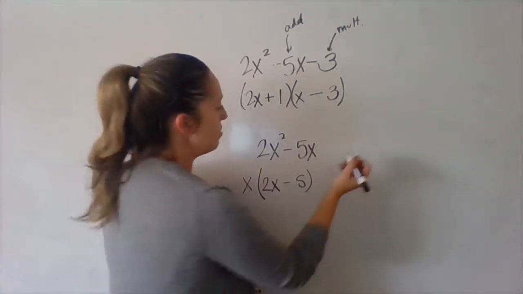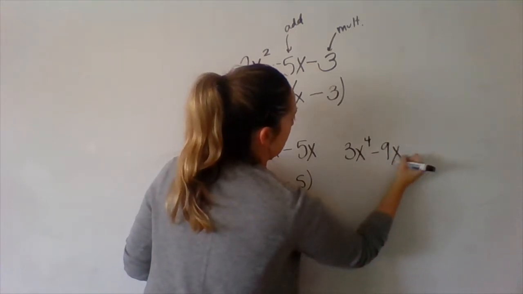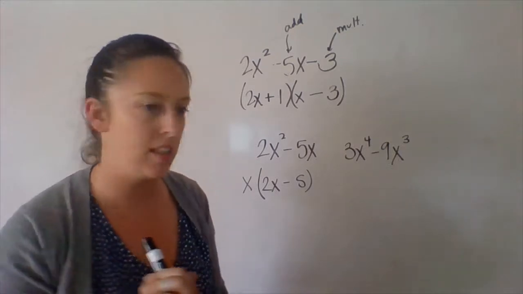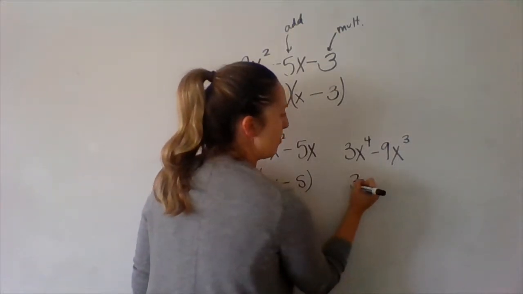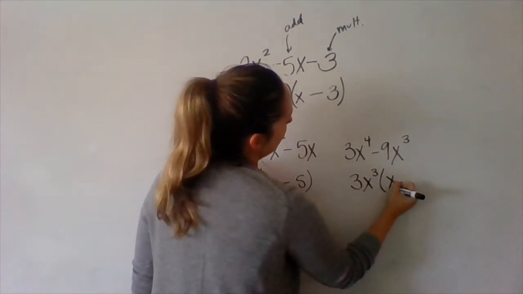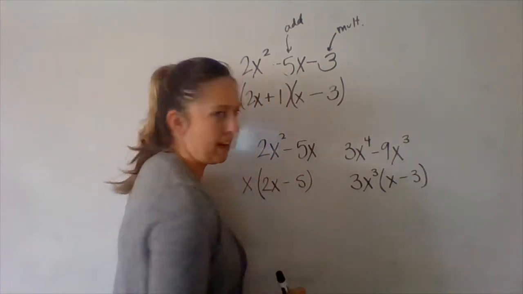Okay, you could also do that if you had something that was higher than a squared, like a 4th or a cube, but you have 2 terms. Okay, this one I have 3 and 9 have a 3 in common. They would have 3 x's in common, which would give me 1 left over here, minus, I used all the x's, but I would have a minus 3.